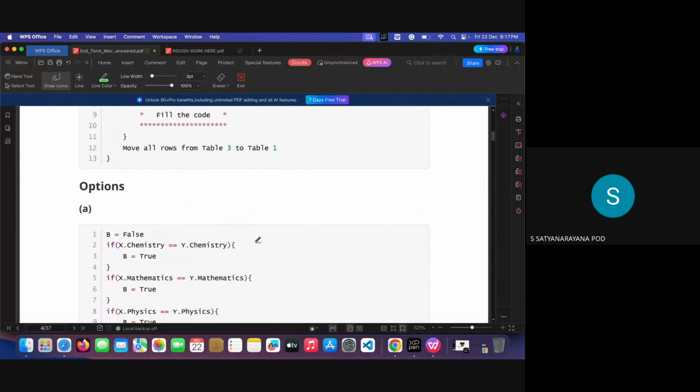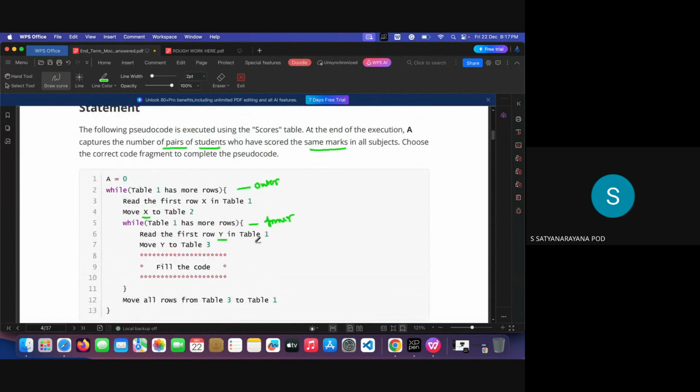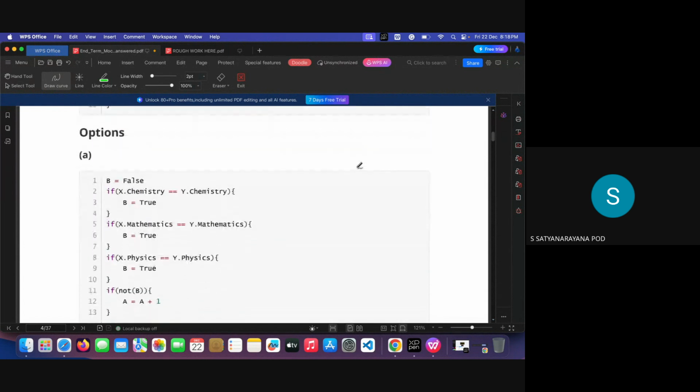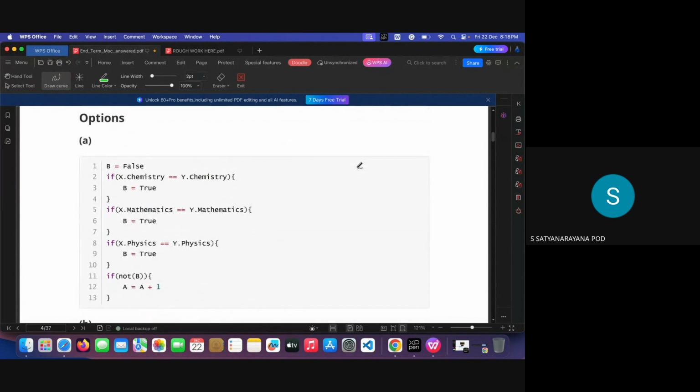Oh, same marks does not mean the total marks. It is the marks of each subject. Math should be equal, physics should be equal, chemistry should be equal. That is the meaning: same marks in all subjects. If the total is considered, one subject may be higher and one subject may be lower. The overall total might be the same, but they are considering same marks to mean all 3 subjects must be the same.